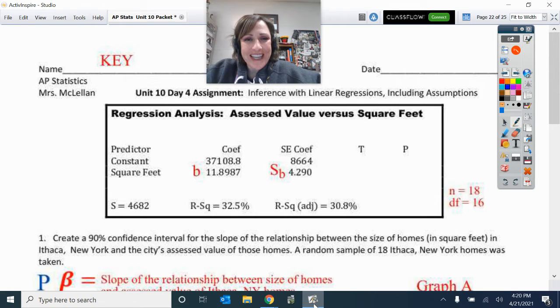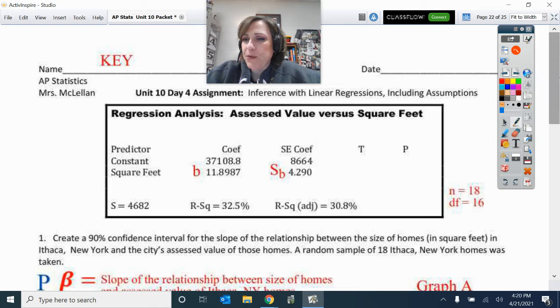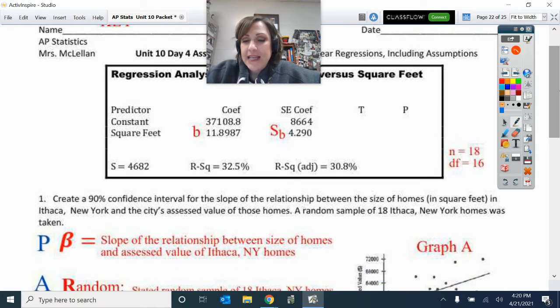All right, let's go over our last assignment in Unit 10 before you get to the Unit 9 and 10 review. So we are wrapping it up here. Our first one: create a 90% confidence interval for the slope of the relationship between size of homes in square feet in Ithaca, New York, and the assessed value of those homes. So we are going to do a complete PANIC. Beta is the slope of the relationship between the size of the homes and its assessed value in Ithaca, New York.